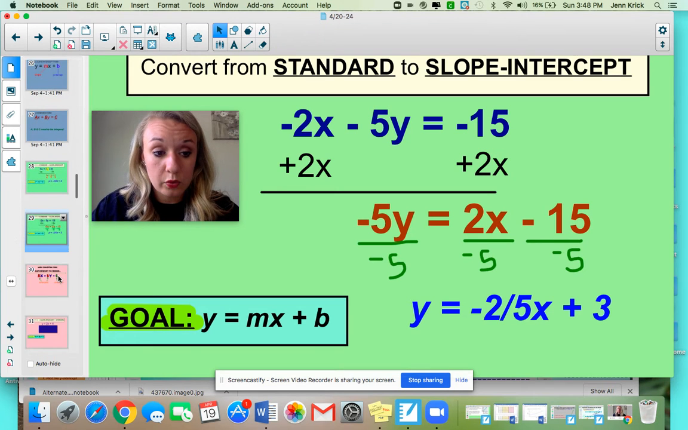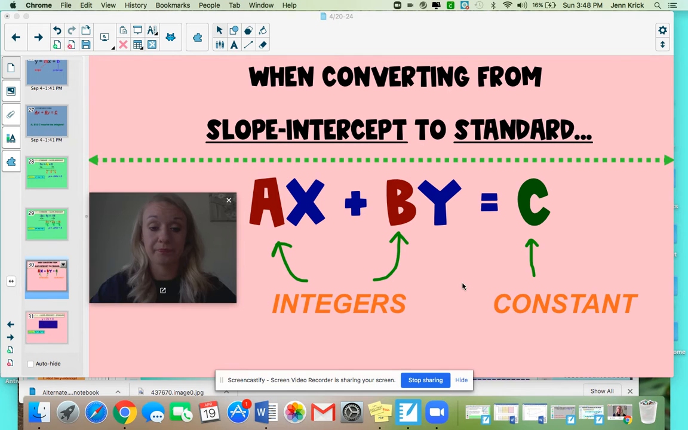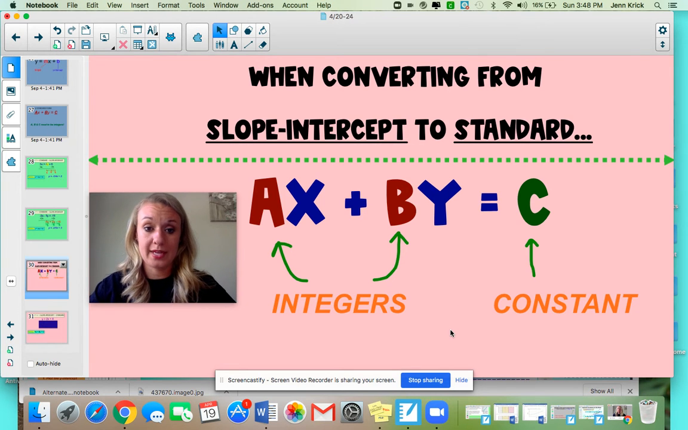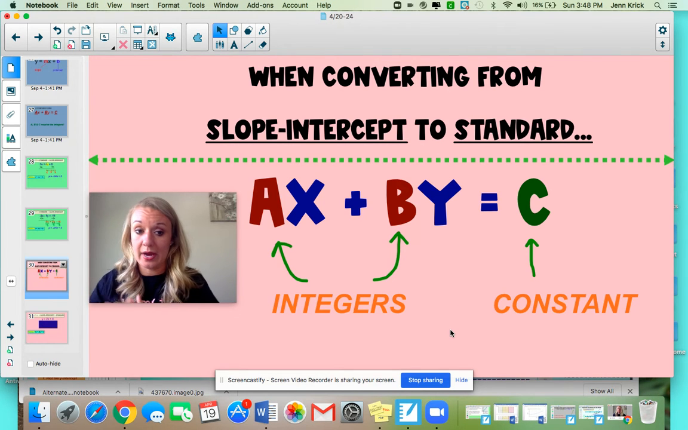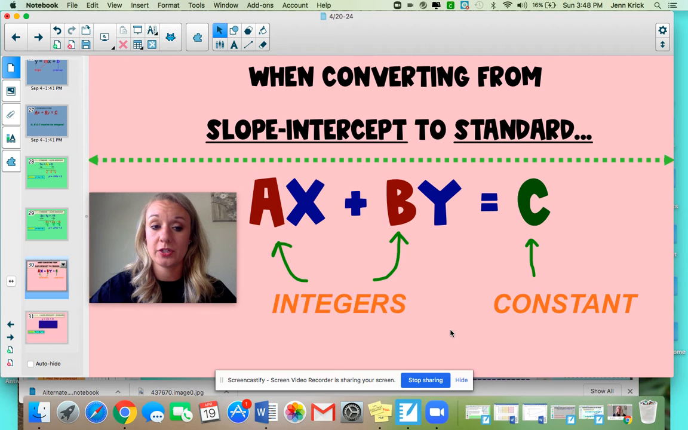So now, before we do the reverse process, here's what we really need to focus on. Standard form is in the form of ax plus by equals c. You cannot have any fractions. That's the toughest part about converting from slope-intercept to standard, is that you can't have fractions, so you have to clear them out. And I'll show you how to do that.